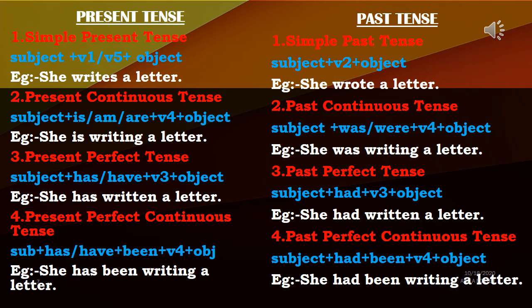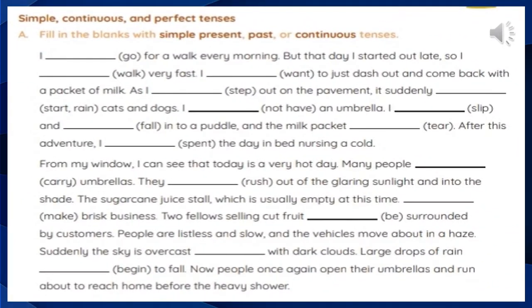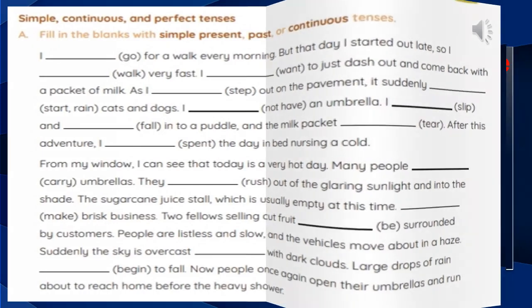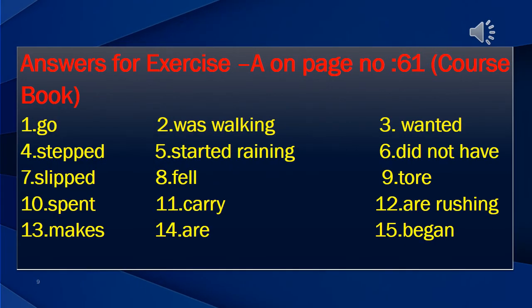I hope the four divisions of present tense and past tense are very clear to you all. Here you have an exercise taken from your course book. I request all of you to do it in your textbook. Here you have the answers for the previous exercise. Kindly check your answers with the help of the given answer key.